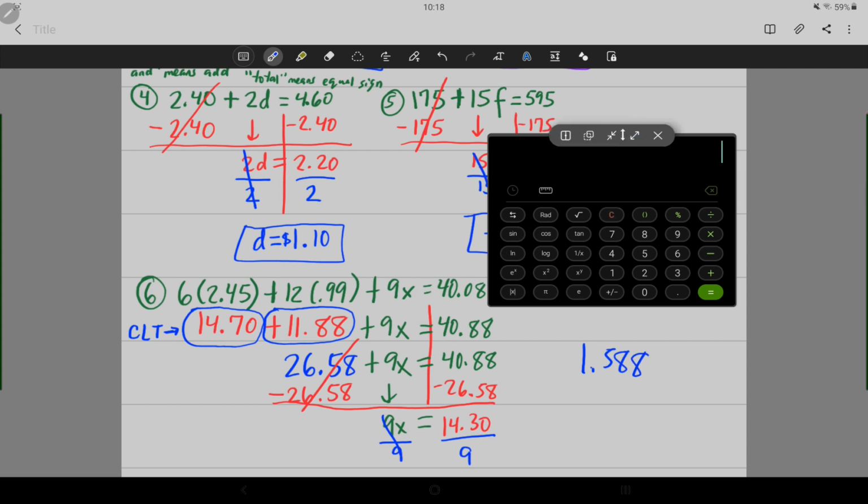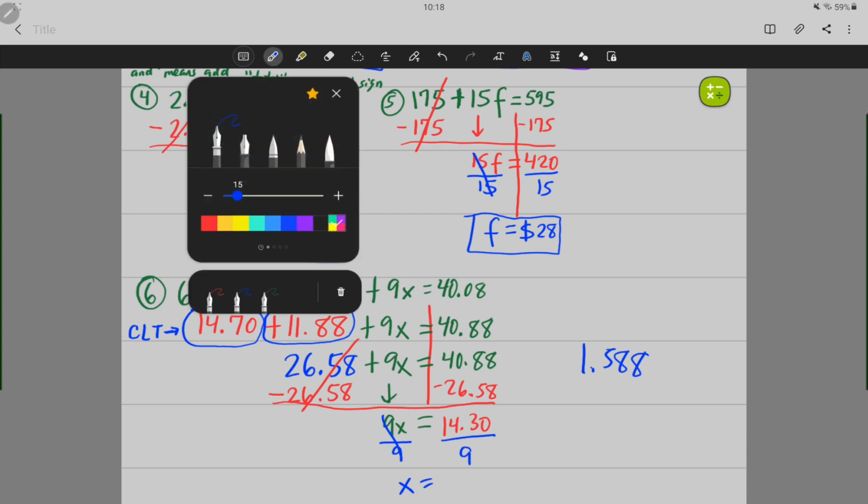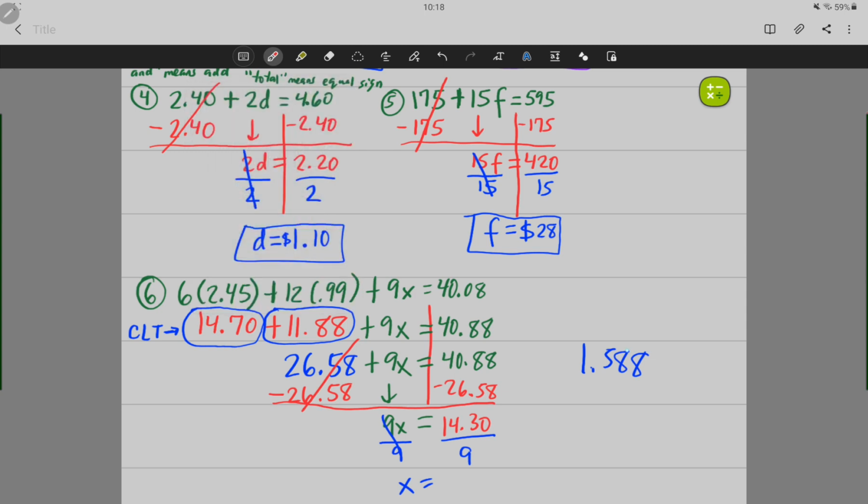Can't really leave that as our answer though, because it says how much did each tulip cost. So we need dollars and cents. So this means we need to round to the nearest hundredth. Remember, this is tenths. This is hundredths. So we need 2 decimal places because that's what money is. This one here, by the way, is thousandths. So we have to look at the thousandths place.